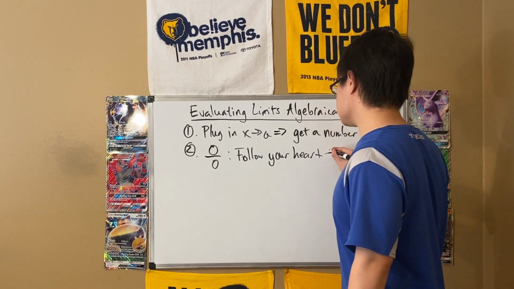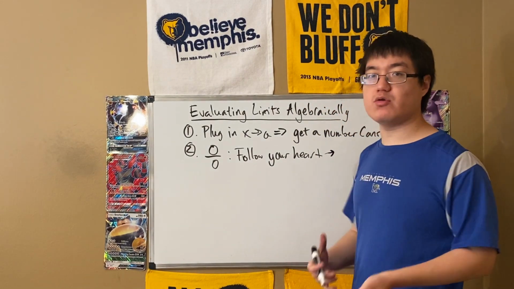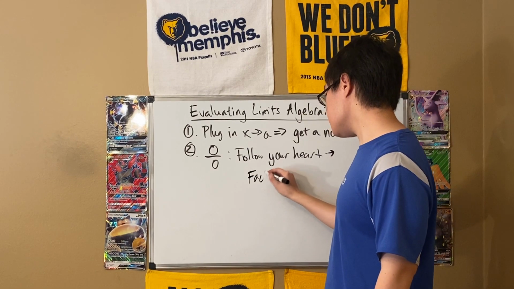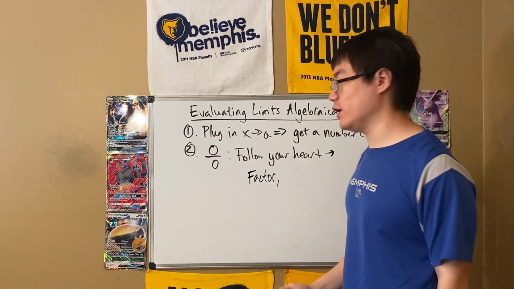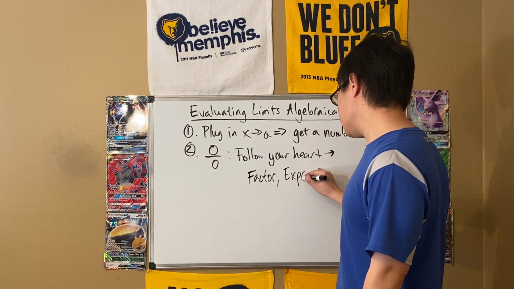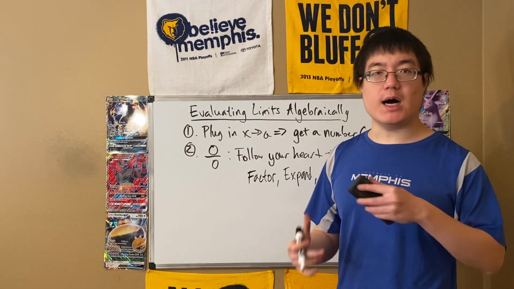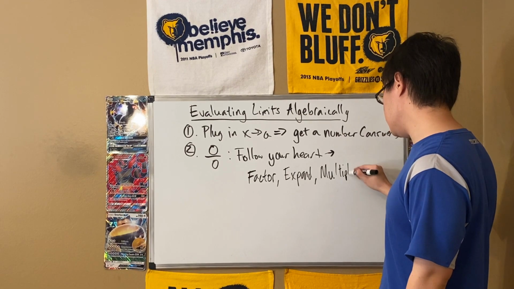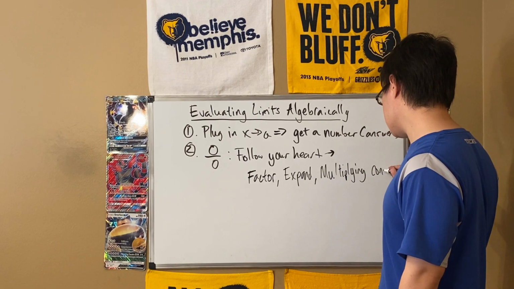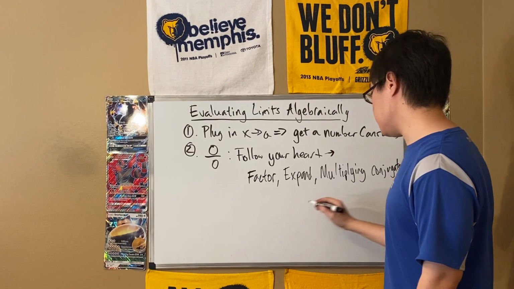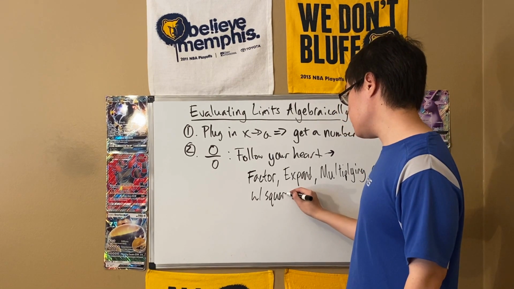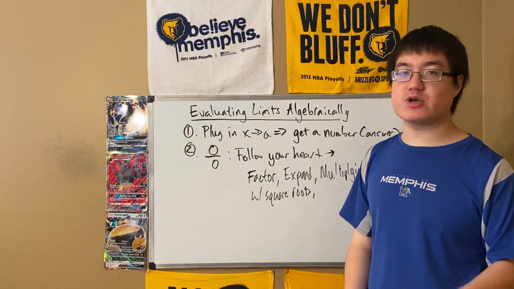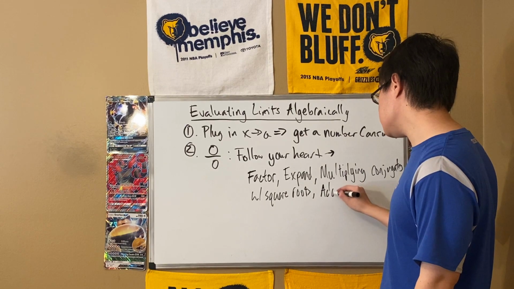For example, some things that are examples of following your heart is to factor something if something looks like it can be factored. So we're going to factor things. We might expand things if things look like they should be expanded. And finally, we might multiply by conjugates for square roots, as we'll see in one of the examples. Then we might have fractions that need to be added or subtracted together. So we're going to add and subtract fractions together.